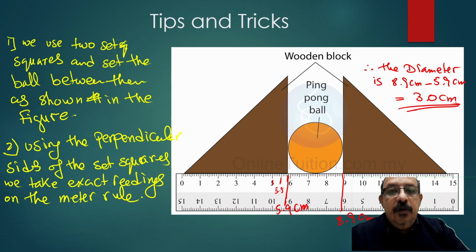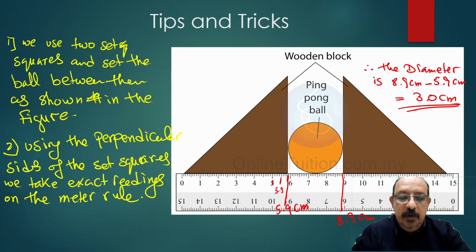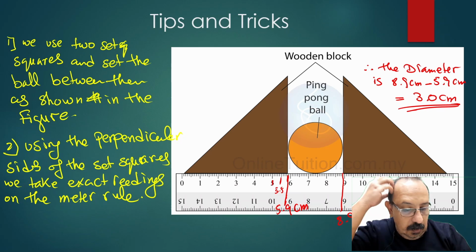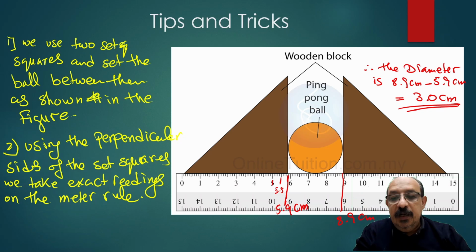So whenever you encounter measuring the diameter of a ball or of a cylinder, whatsoever, something like this or a similar shape, using a meter ruler, how you are going to answer this question, always mention that you are going to use two set squares to help guide taking an exact measurement on the meter ruler.